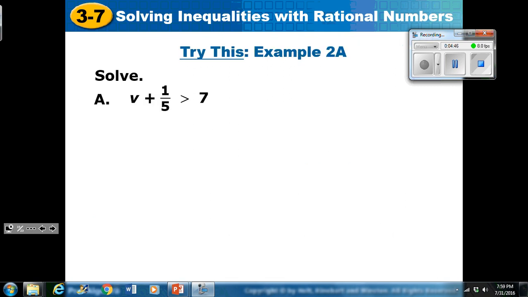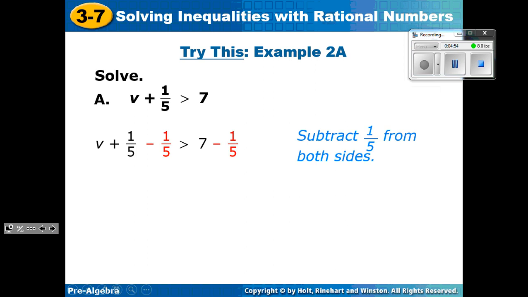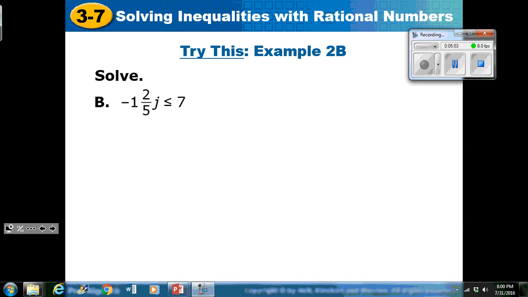Here's one to try by yourself. Pause, and then turn the video back on for the answer. v is greater than 6 1/4. Here's another one to try by yourself. Pause, and then turn the video back on for the answer.